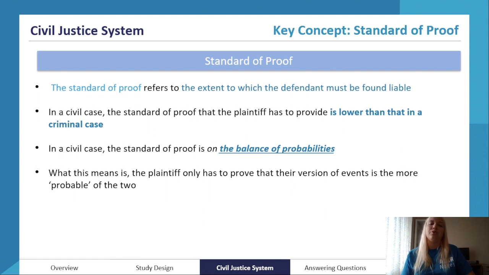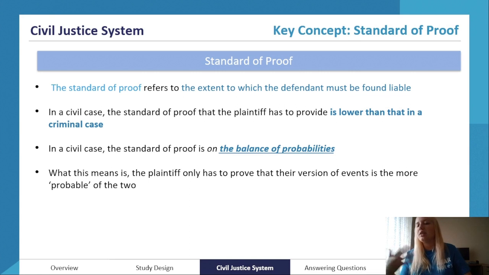You need to be able to define what on the balance of probabilities means. That includes two things: stating that this is a much lower threshold for the standard of proof than in a criminal case, and giving a definition. What's the definition? Well, probabilities means likelihood, right? So it means that the plaintiff only has to prove to the judge that their version of events is the more probable or likely of the two.